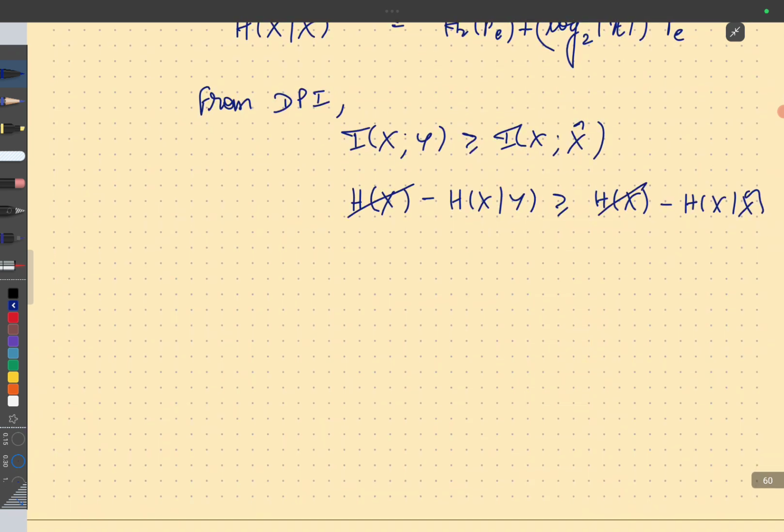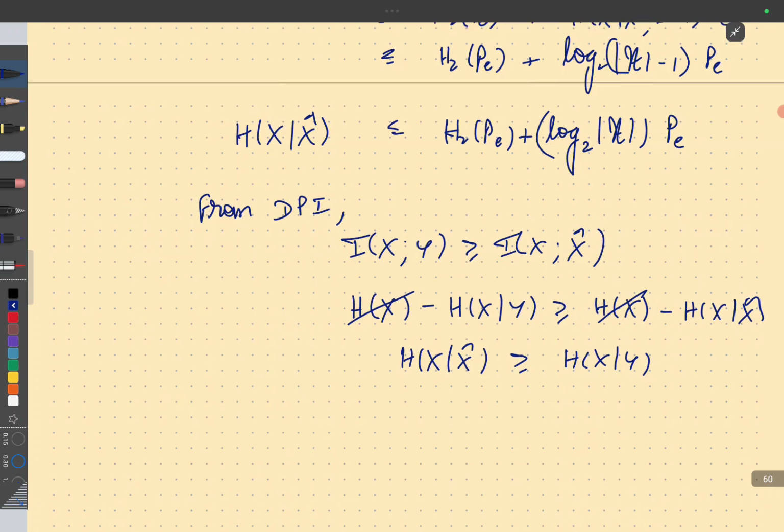These two can be cancelled. Just rearranging the terms, I get that the entropy of x given x hat is greater than or equal to the entropy of x given y. So from what I have above, this quantity is lower bounded by entropy of x given y.